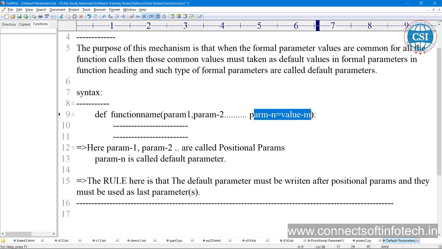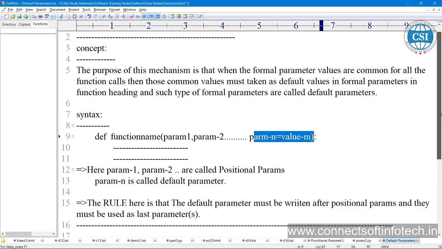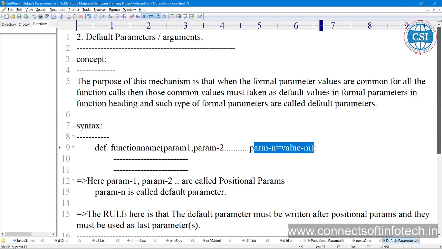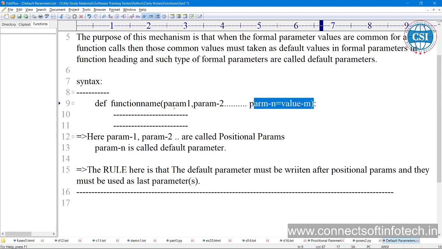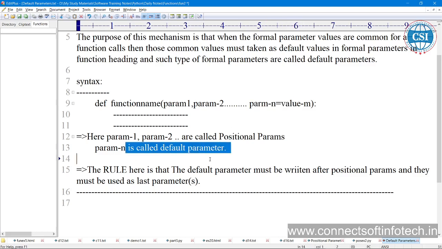And here we are assigning a value. The order may be anything. Pi is equal to 3.14, I am assigning here, and this pi variable you can use in the function calling also, no problem. This type of parameter or argument is a default parameter or argument. So parameters 1, 2, 3, 4 up to n are positional parameters, and here parameter n is equal to some value. That is known as a default parameter.